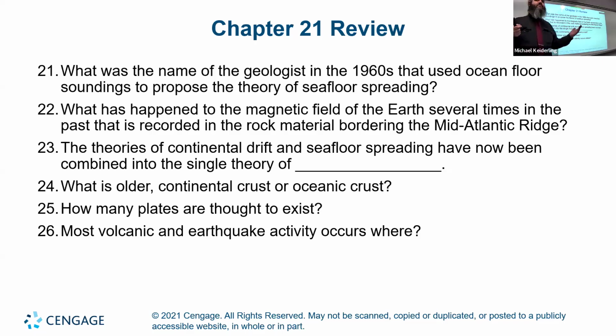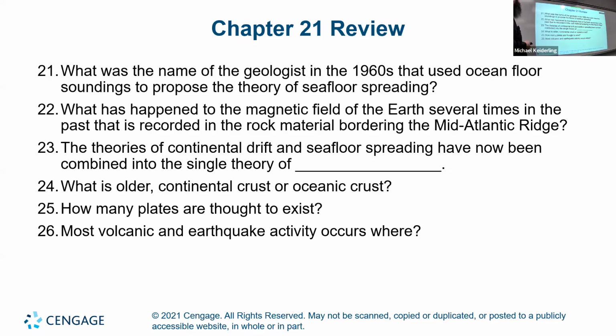There are some very, very early rocks found up in Canada, while most oceanic crust is less than 200 million years old. Because again, oceanic crust is what gets created and destroyed. Continental crust sticks around.